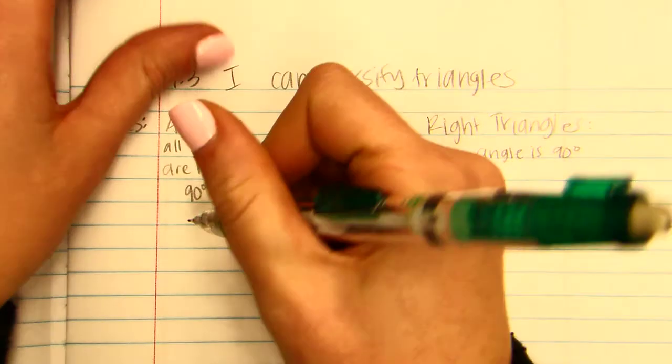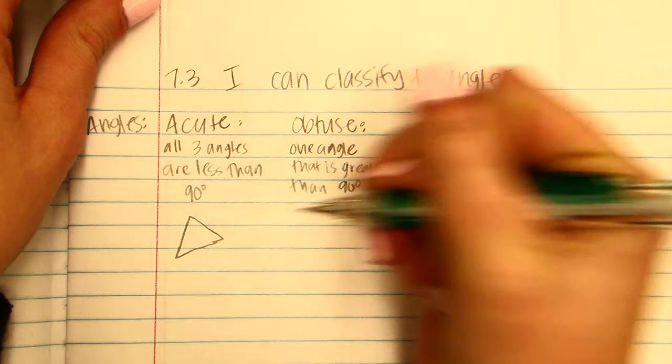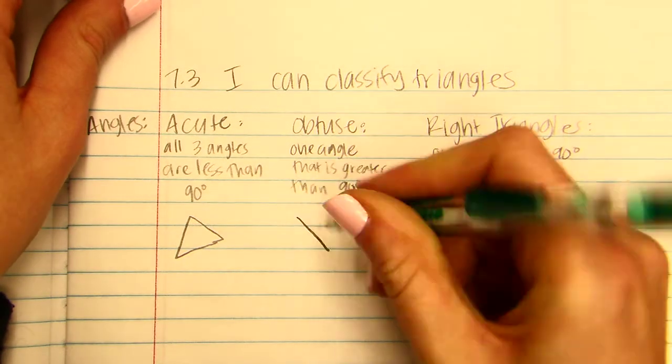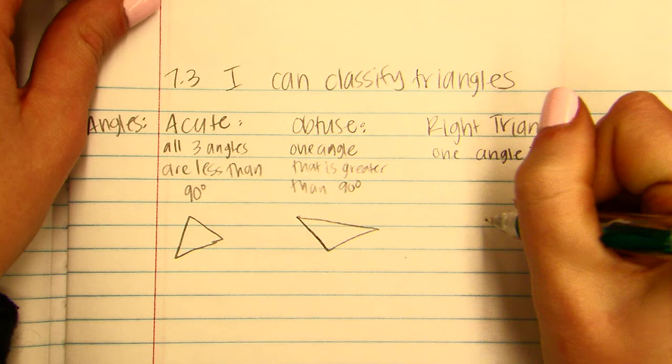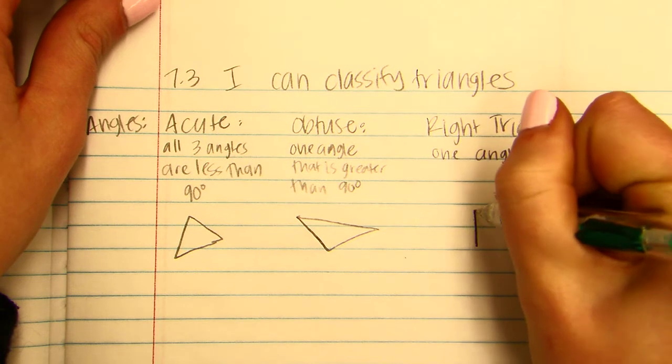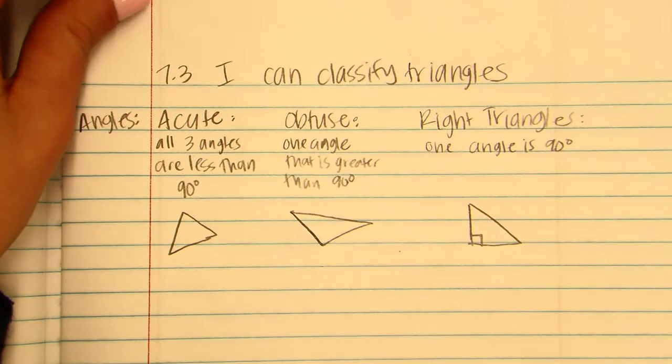So I'll draw a picture of an acute triangle. All three angles are less than 90 degrees. An obtuse triangle, we can only have one angle in a triangle that's greater than 90 degrees. And a right triangle has one angle that is exactly 90 degrees.